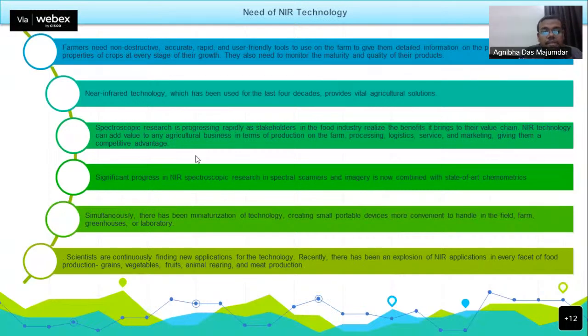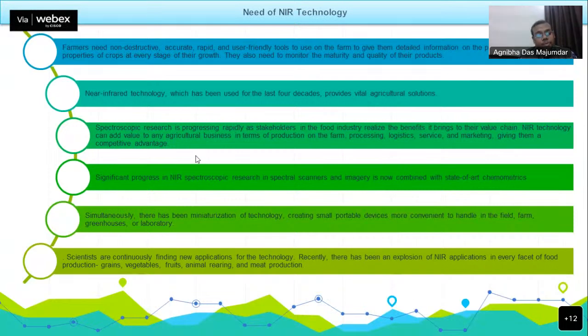Near-infrared technology, which has been used for the last four decades, provides vital agricultural solutions. But in the last decade, the application of this technology has grown rapidly. Spectroscopic research is progressing rapidly as stakeholders in the food industries realize the benefits it brings to their value chain. NIR technology can also add value to any agricultural business in terms of farm production, processing, logistics, service, and marketing, giving them a competitive advantage.